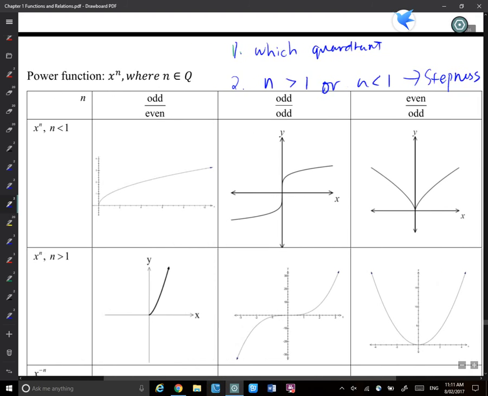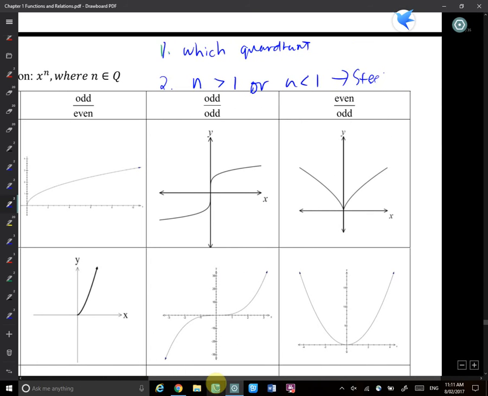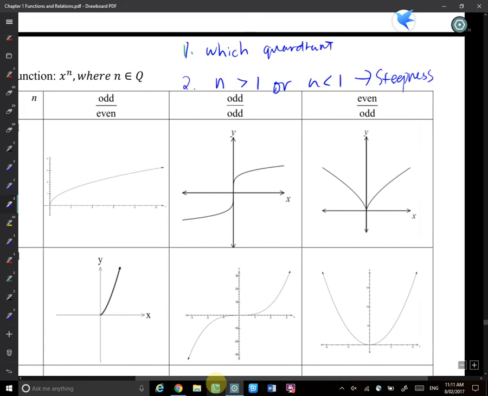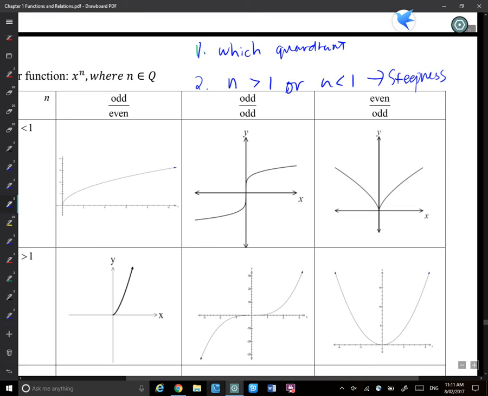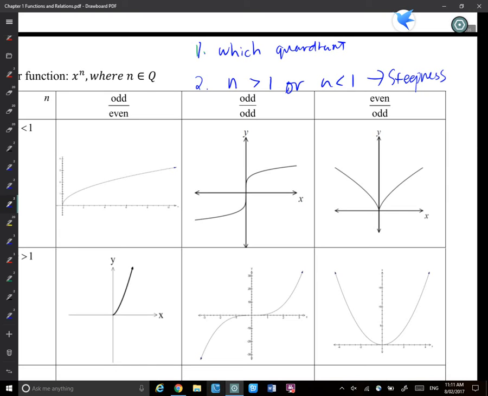It decides the steepness of your graph, whether it is increasing very fast or increasing very flat. So we look at 2 things.